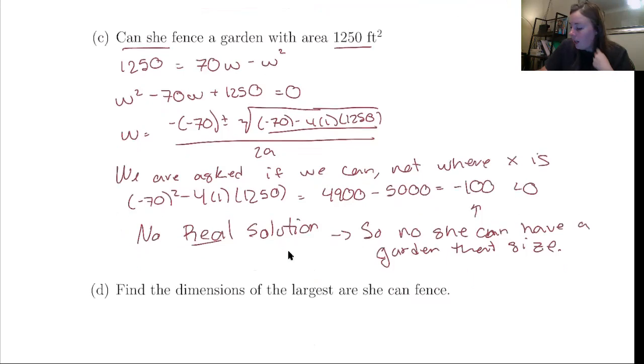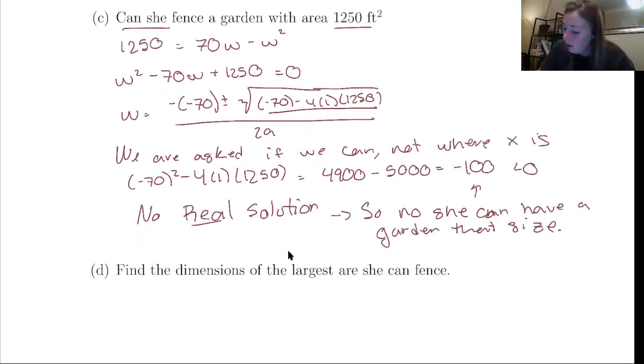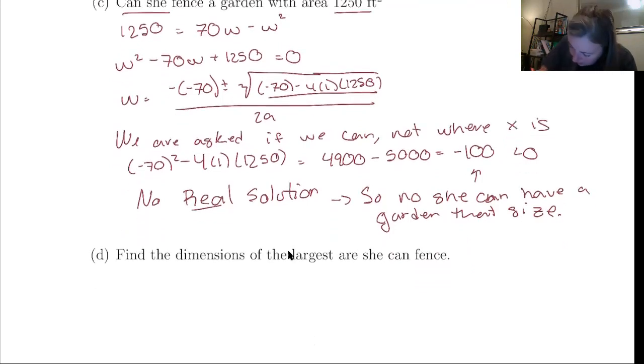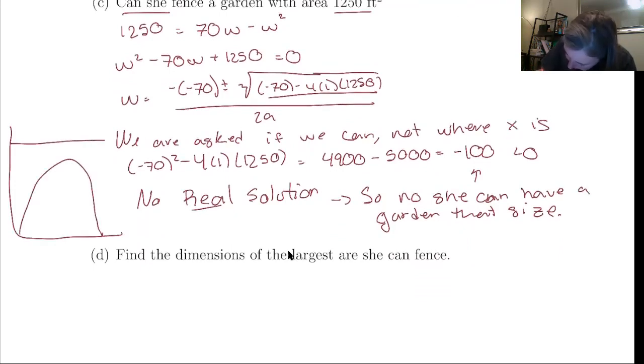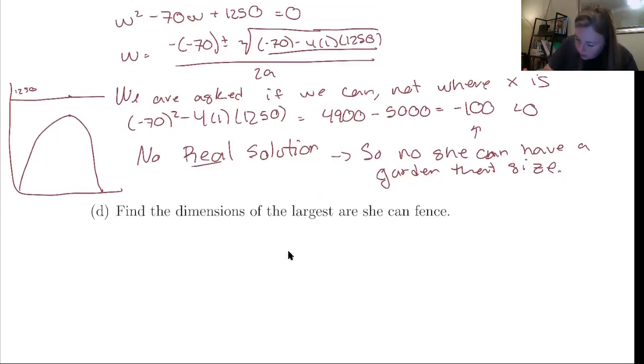So now we're asked, if it was a real solution, then yeah, we could have that garden, right? So what that graph is kind of looking like is something like this, and 1250 was up here, and I couldn't ever obtain that. That's why I don't have a real solution. These guys don't ever equal. But now I want to find this biggest part, right? If I know I can't have 1250, well, how big can it be?